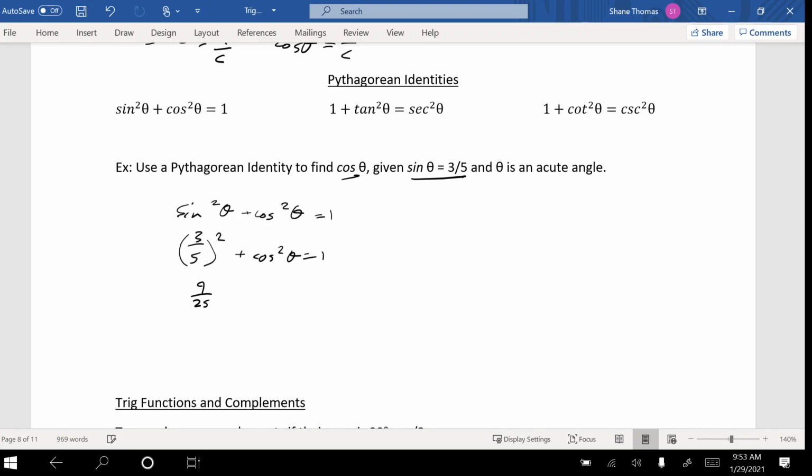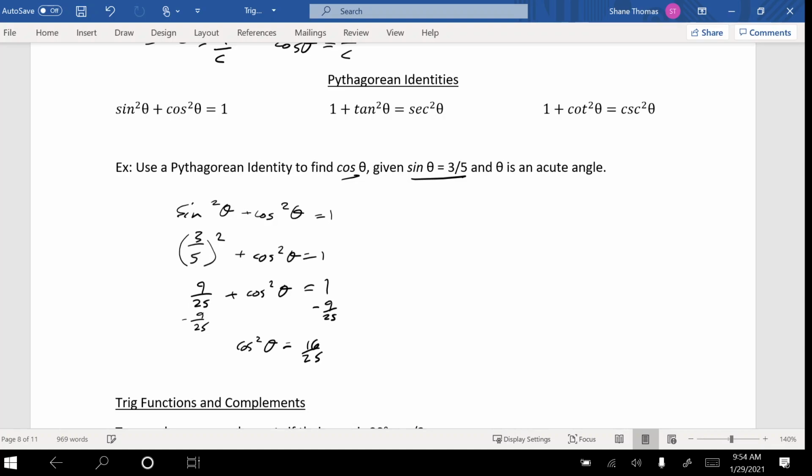9/25. Okay. So now I'm just solving for the cosine here. All right, so let's subtract this 9/25 over. So I subtract 1 minus 9/25. Common denominator is going to be 25 over 25. So 25 minus 9 is going to be 16. So I'm going to have the cosine squared of theta is equal to 16 over 25.